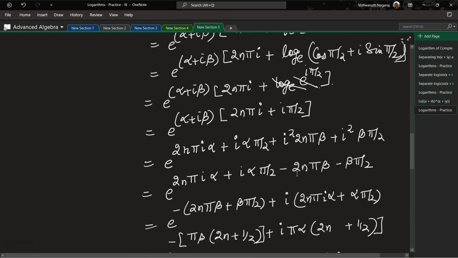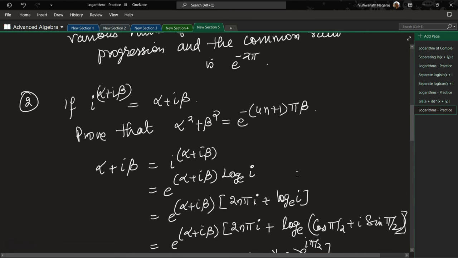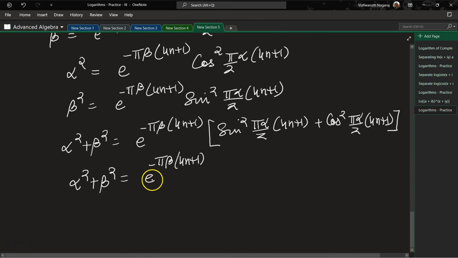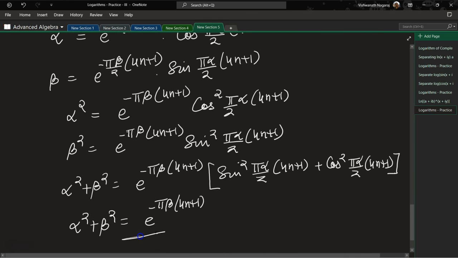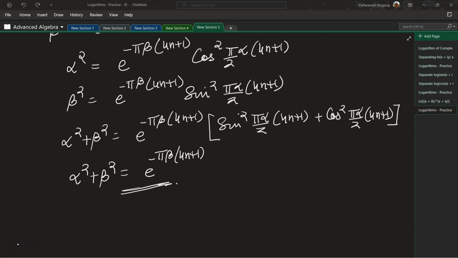What did we have to prove? We had to prove that alpha square plus beta square is equal to e to the power of minus pi beta times 4n plus 1. So we have proved. Focus on the techniques that have been used. That's it. Bye.